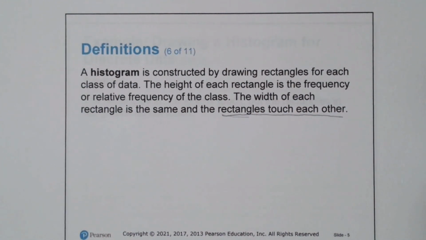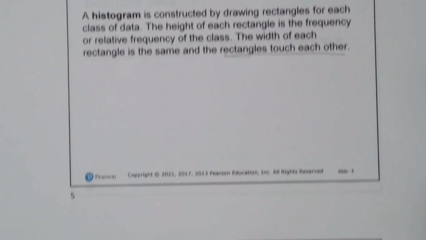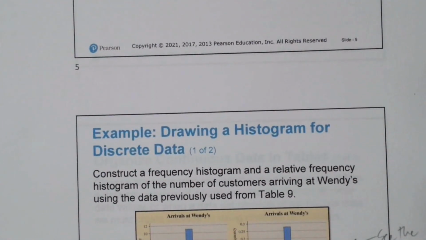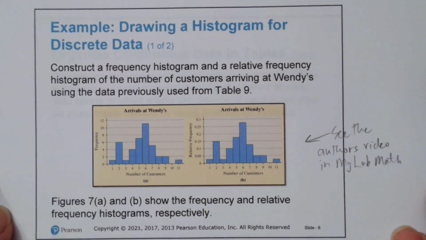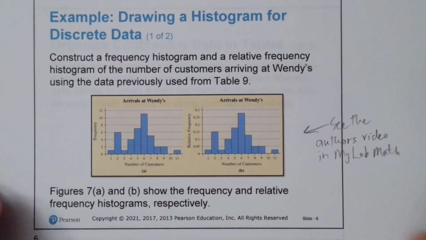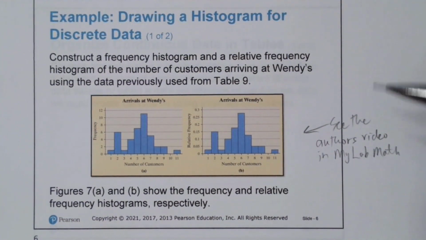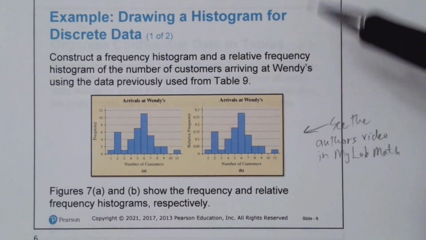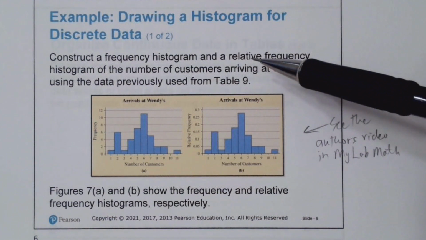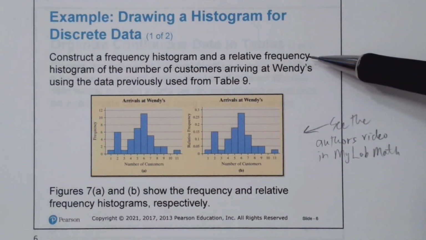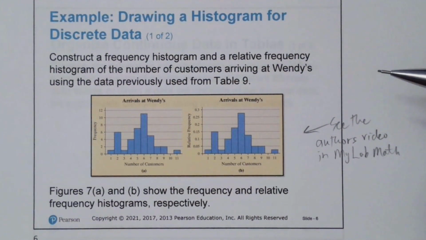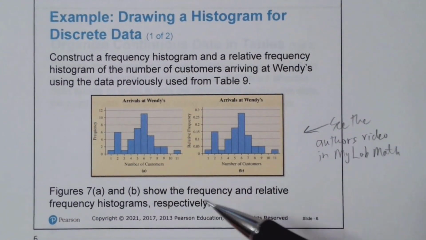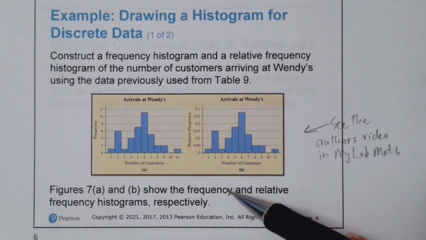All right, so let's go ahead and continue and look at a histogram for, let's see, this discrete data that we were just looking at. Construct a frequency histogram and a relative frequency histogram of the number of customers arriving at Wendy's using the data previously used from Table 9. And so this is what the histogram would look like.